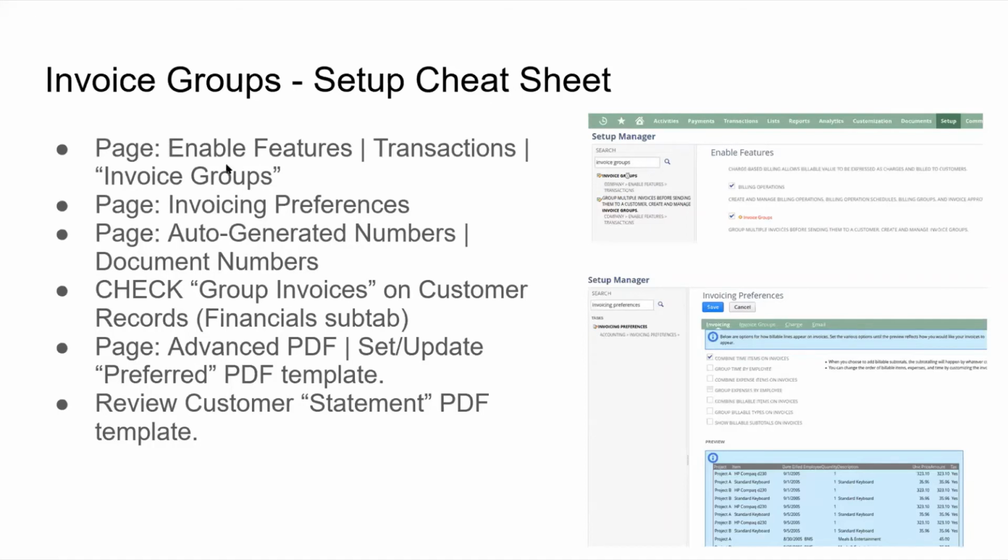So enable the feature, look at the invoice preferences, and then I would highly recommend going to page auto generated numbers, and then the document numbers subtab, and putting some sort of prefix. Like I used INVGRP, I believe. Otherwise, your invoice group document number will just be a bunch of numbers.